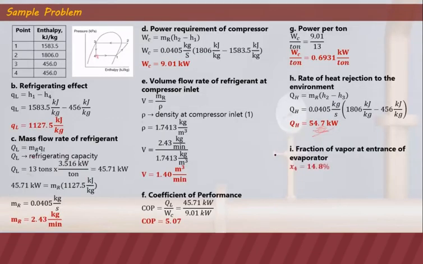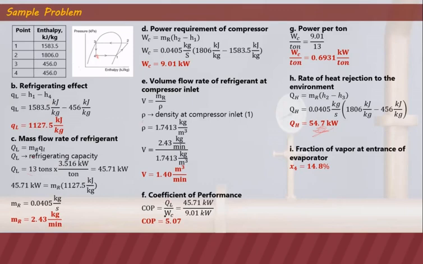So as you can see, we were able to solve all of the requirements. The table, we also created the pH diagram, refrigerating effect, mass flow rate of the refrigerant, power requirement of the compressor, volume flow rate, coefficient of performance, power per ton, rate of heat rejection to the environment, and the fraction of vapor at the entrance of the evaporator. Each of these will give us an idea how efficient or effective this refrigeration system is. And the coefficient of performance is quite good, and that is 5.07.